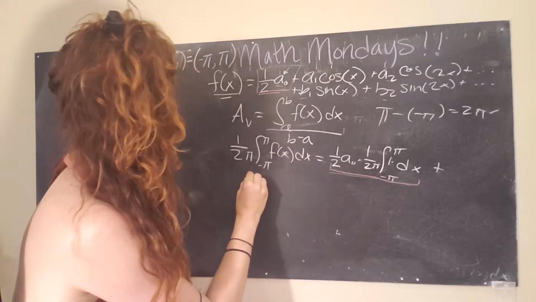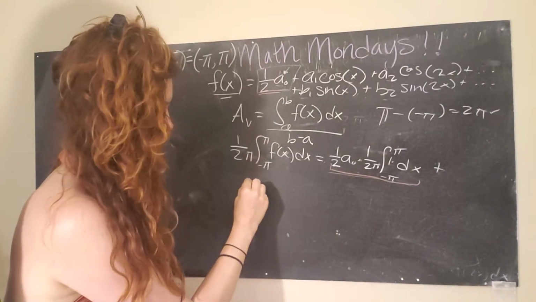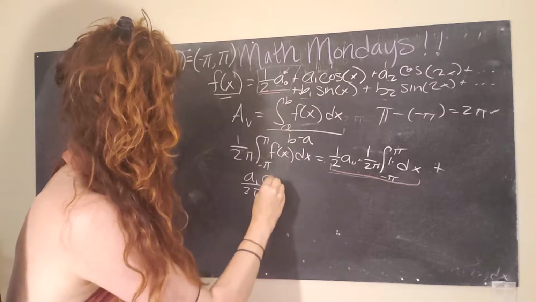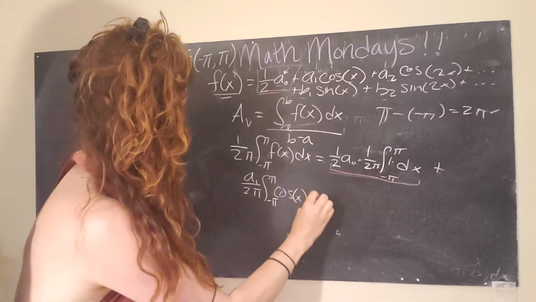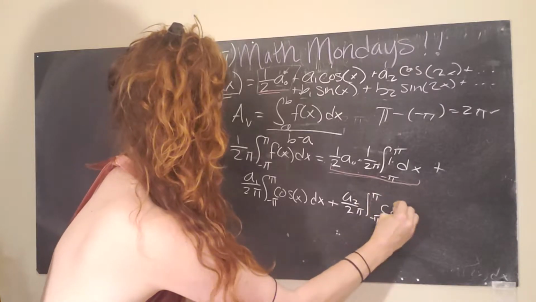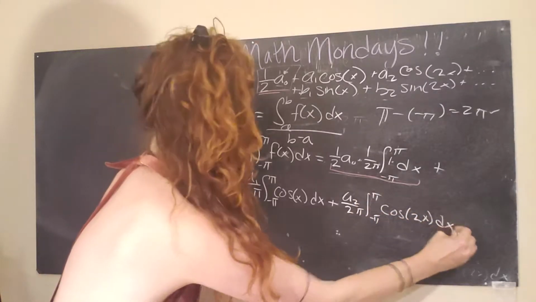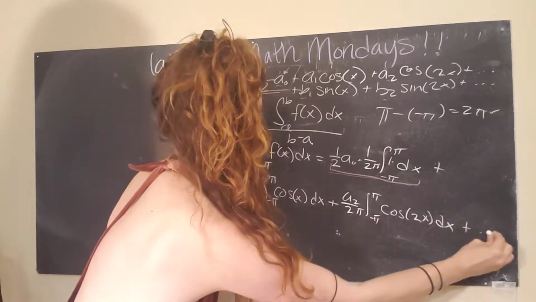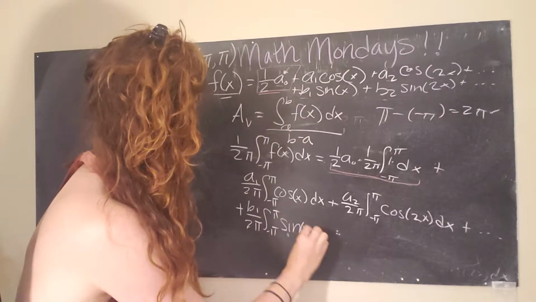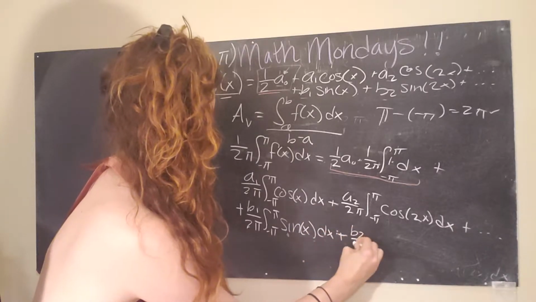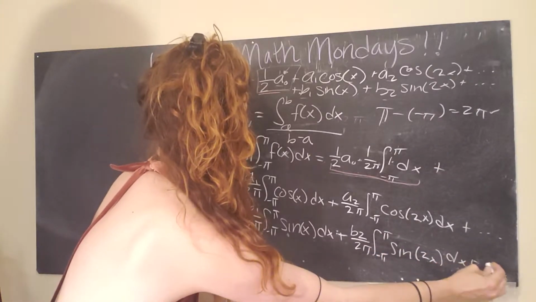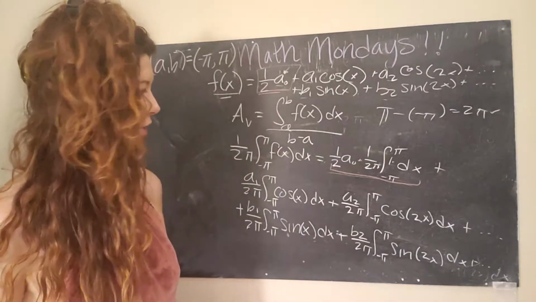I'm going to go far over because this is going to be a little long. So now we have a1 over 2 pi times the integral of negative pi to pi cosine of x dx plus a2 over 2 pi negative pi to pi cosine of 2x dx plus dot dot dot, plus b1 over 2 pi negative pi to pi of sine of x dx plus b2 over 2 pi, same interval, sine 2x dx plus dot dot dot. Okay, so you can see how this gets a little tedious.